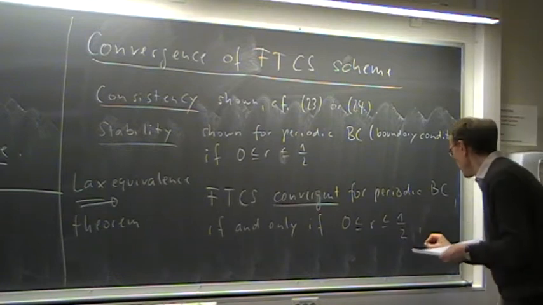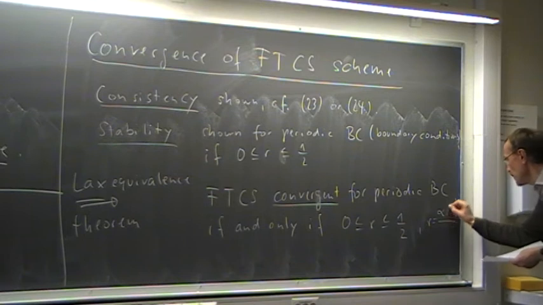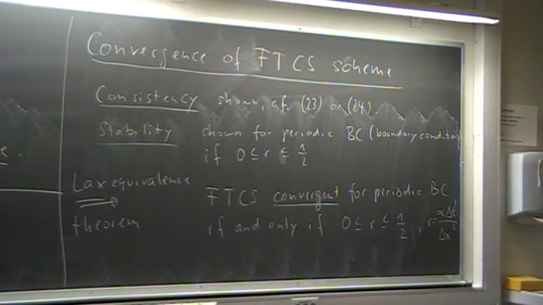And again, remind us what the R was. The R is, in our case, the thermal diffusivity times the time step divided by the grid spacing squared. So then we know when we respect this stability limit, and we use the FTCS with periodic boundary conditions, then we are sure that the numerical solution will converge towards the exact solution. And that is what we want.